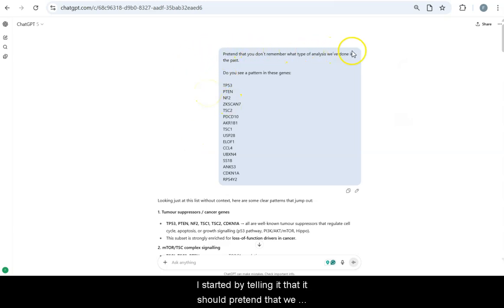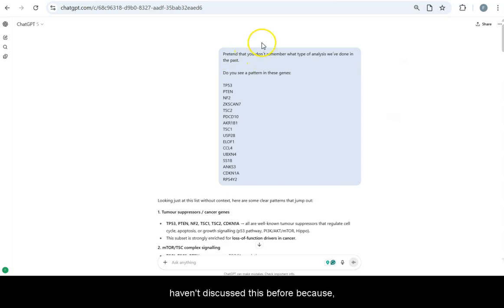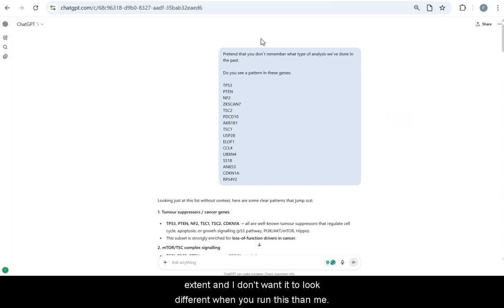I started by telling it that it should pretend that we haven't discussed this before, because of course it's learning from you to some extent, and I don't want it to look different when you run this than me. So I ask it to pretend that it doesn't remember an analysis we've done in the past. You don't have to do that though, most probably. So you can start here.